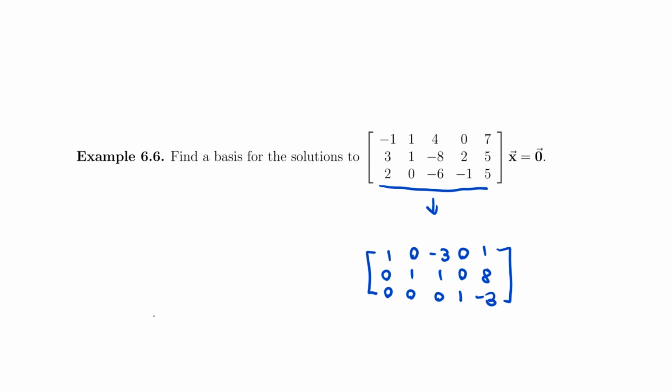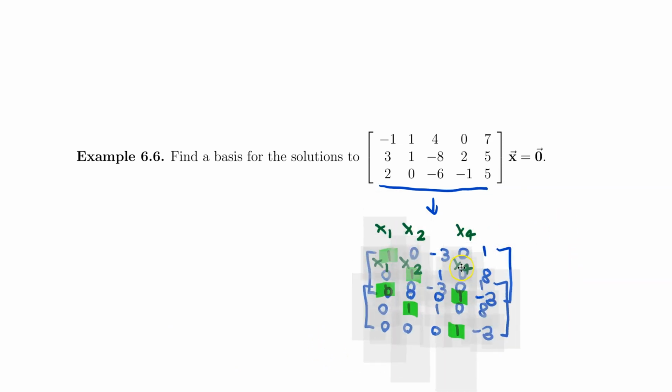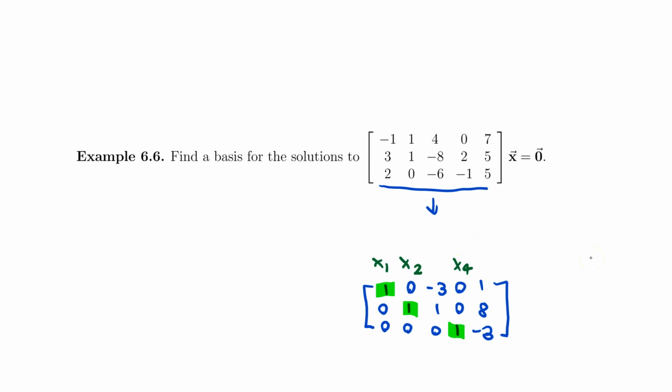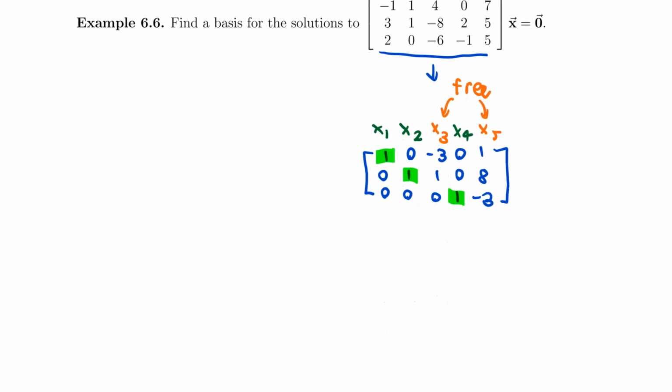Notice that I have 3 leading ones here. So the corresponding variables, my x1, x2, and x4, are going to be dependent variables, and the other two, which is my x3 and x5, these two are going to be free variables. So if I were to write out the solution, I'm going to have that my x3 can be anything, and then my x5 can be anything.